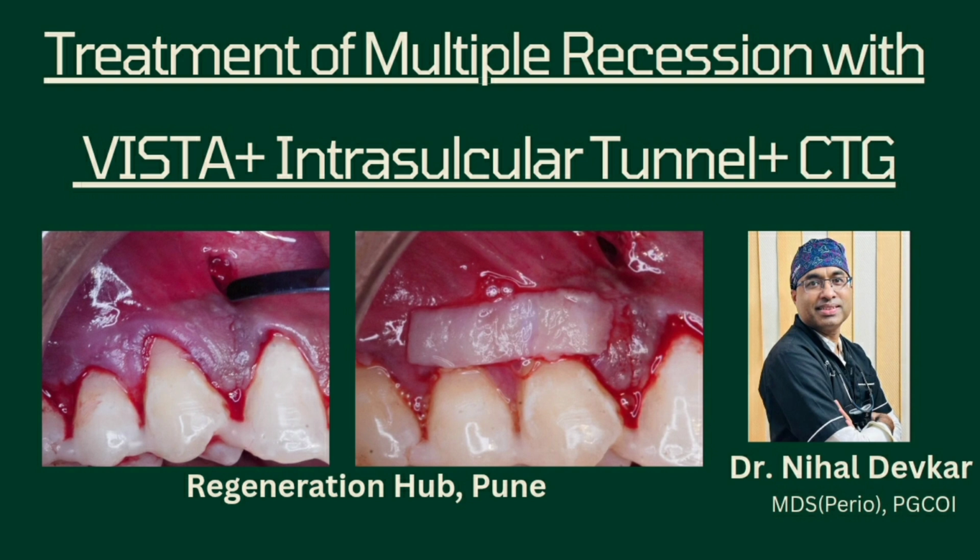In the second half, I'll be presenting a clinical case of multiple adjacent gingival recession managed using a combination of VISTA, intrasulcular tunneling, and a connective tissue graft, highlighting key steps, instrumentation, and surgical pearls from the procedure. So stay tuned till the end to gain a comprehensive understanding of these advanced periodontal plastic surgery techniques. Let's begin.